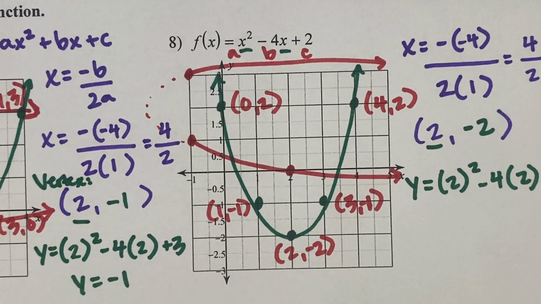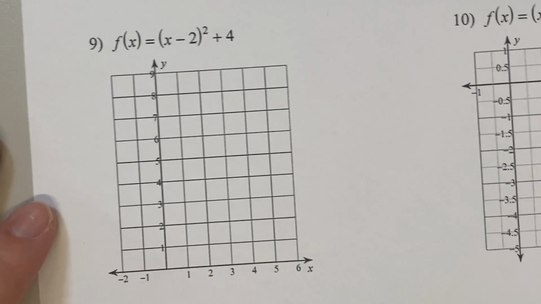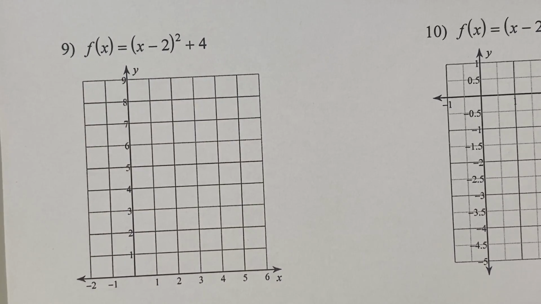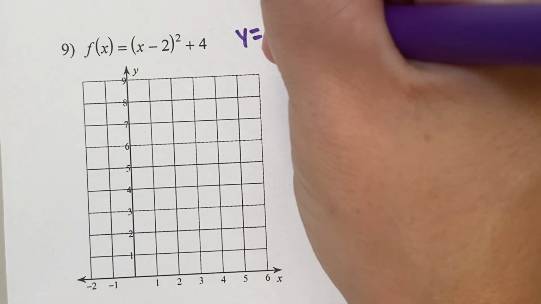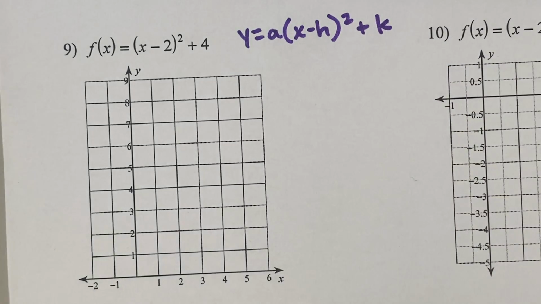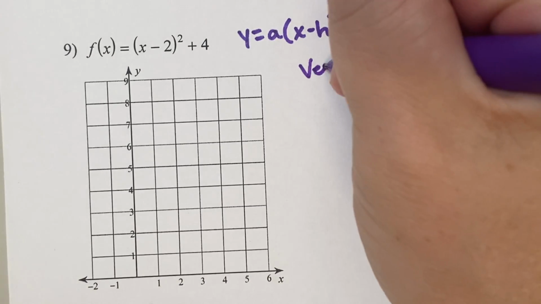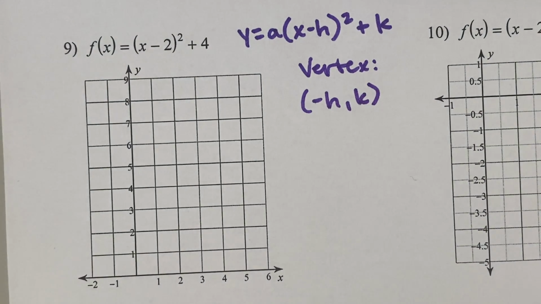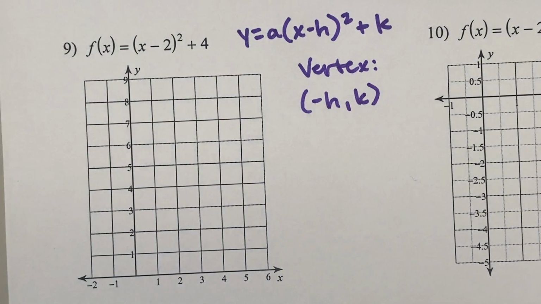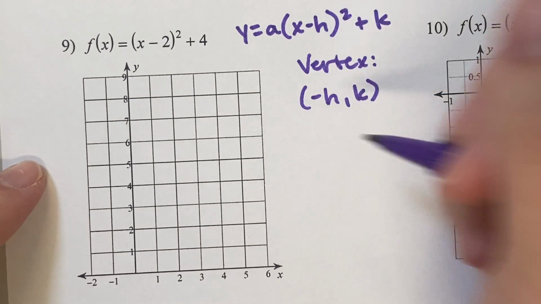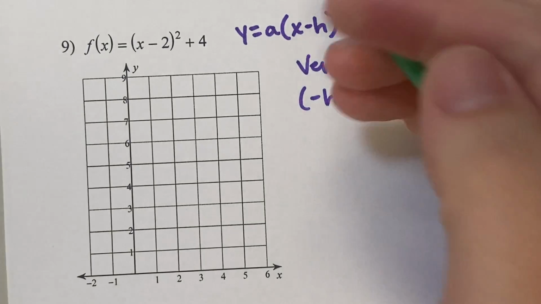Alrighty. We're doing the same thing, graphing quadratics and their inverses, except these guys are written in vertex form. Remember that vertex form is y equals a, parentheses, x minus h, squared, plus k, where our vertex is h comma k. This one's a lot easier than just solving for the vertex. So we change the sign on our h.